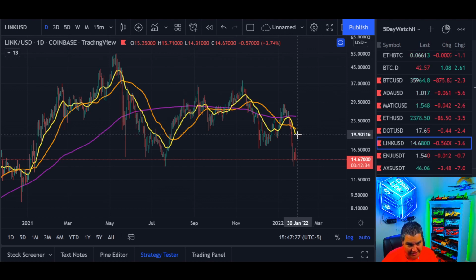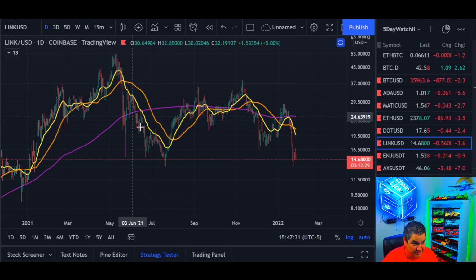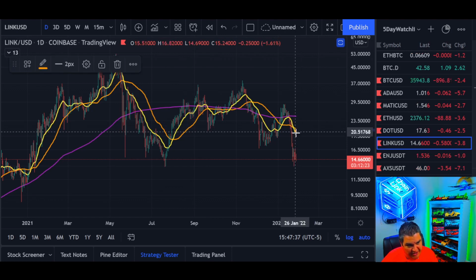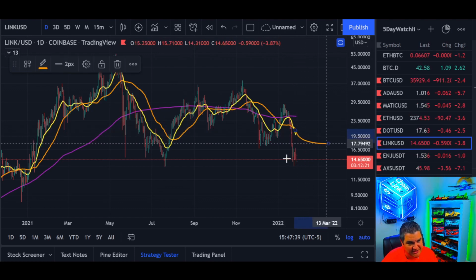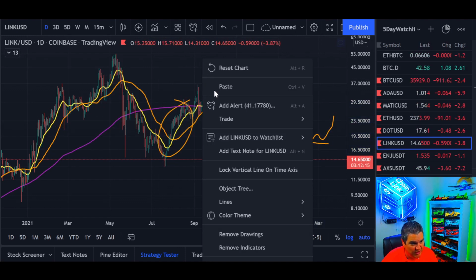Right now, it's under $20 for the first time since back in May, June, July drop. Okay, so as we start hopefully bottoming out here, you can see this 21-day will probably do something like this. And then we want to start holding it as support, right? Just like we did back here, right? So that's what we want to watch for.